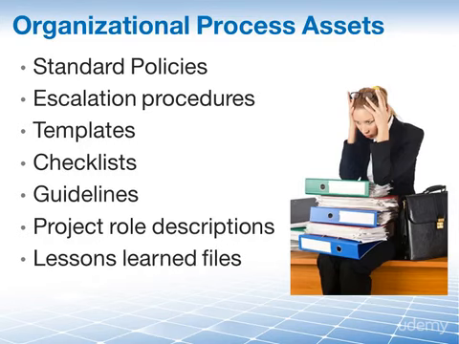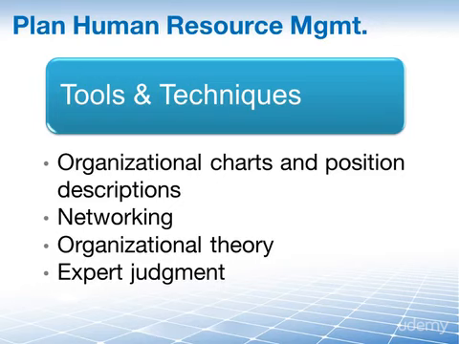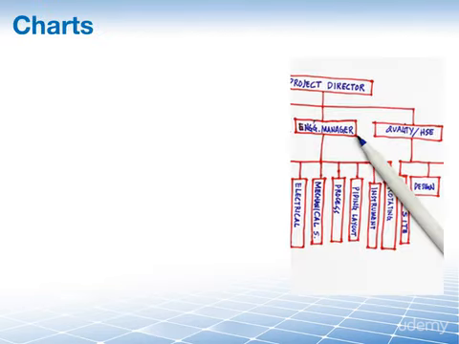We are moving on to the tools and techniques of plan human resource management, and lucky for us, there are 5 pretty straightforward tools and techniques. First of all, we have organizational charts and position descriptions. Then networking, followed by organizational theory, expert judgment, and finally meetings. Looking at our first tool and technique, organizational charts and position descriptions, you'll notice, well, we've talked about these before, we've seen these before, but let's take a look at them separately.